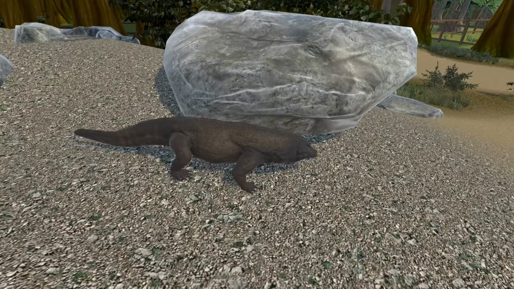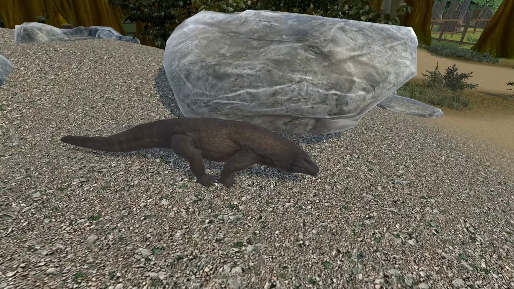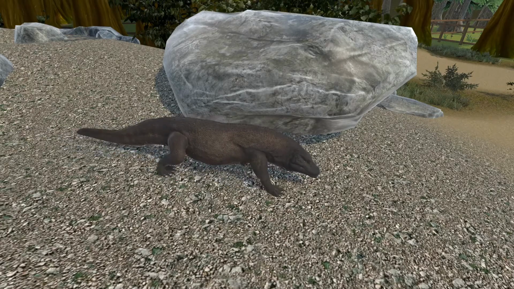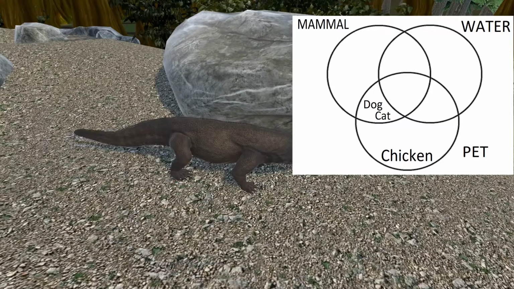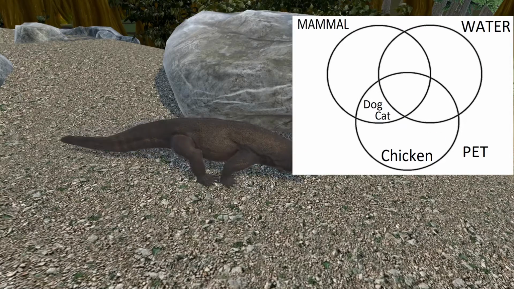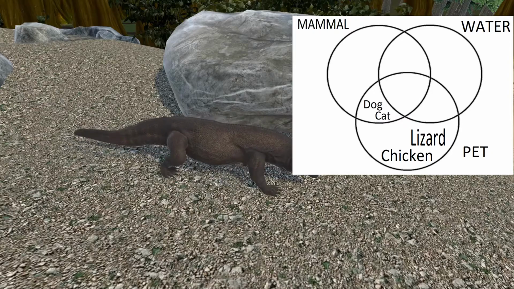Now I know people that can have lizards as pets, but lizards are a reptile, so they're not mammals. And lizards, well this one specifically, doesn't live in water. So this is going to go into our just pets circle.